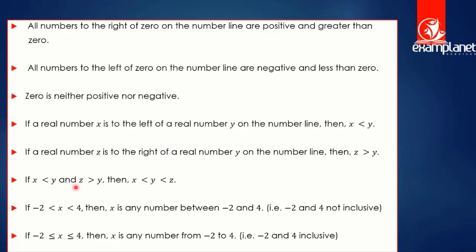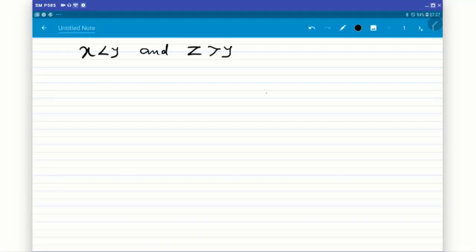Now here, if x is less than y and z is greater than y, then x is less than y and y is less than z. Okay, so here we are just showing how we can combine these two inequalities to give us something like this, which easily interprets these two inequalities. Okay, so we are saying that x is less than y and z is greater than y. So here we can combine these two to form one single inequality. And what that means is this.